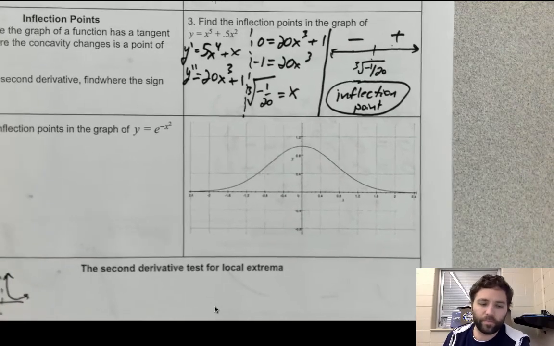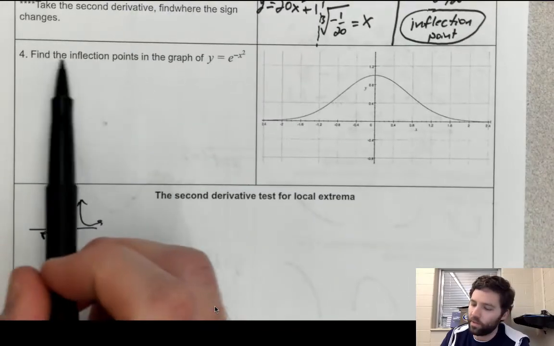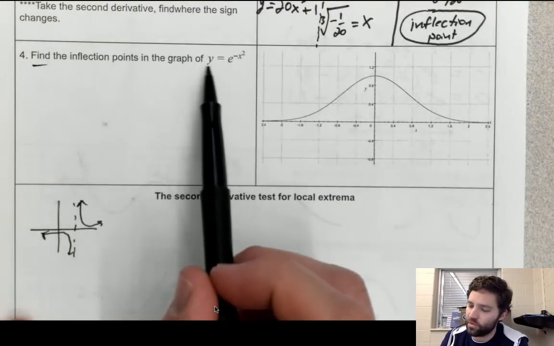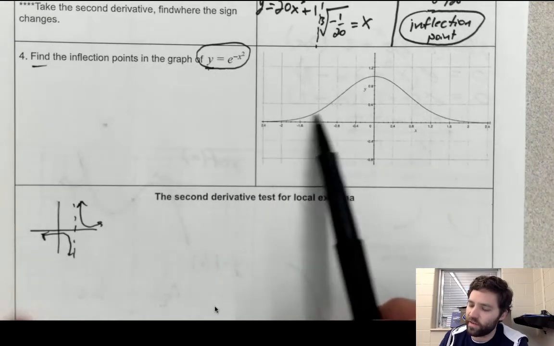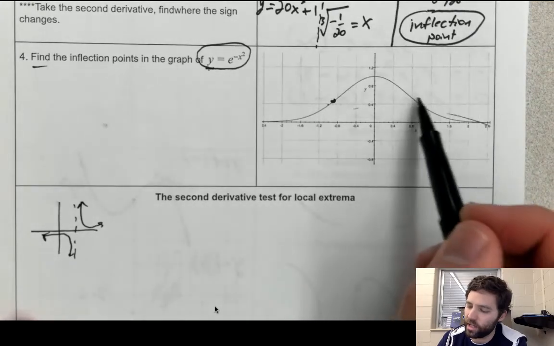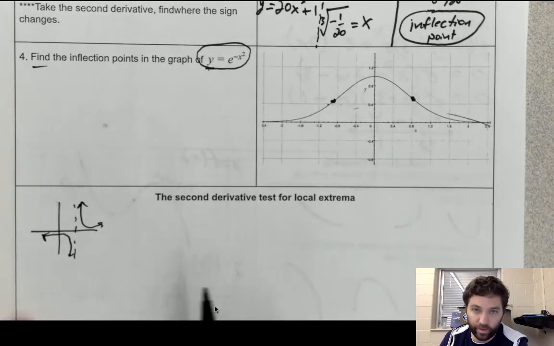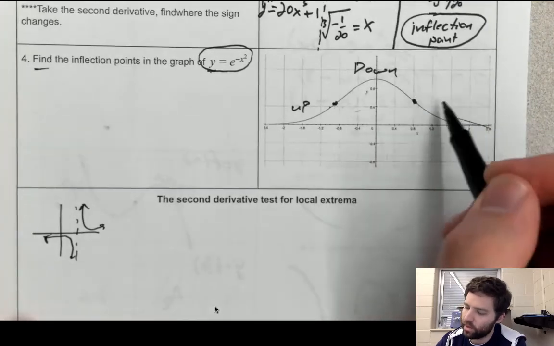All right. This one, you might try it on your own. I don't think we're going to do it in the video, but you might try to find the inflection points in y equals e to the negative x squared. This is the graph that is generated. You should get an inflection point right about here and an inflection point right about here. You can see we've got concave up, then down, then up.